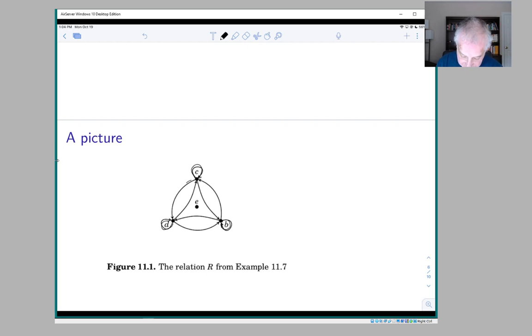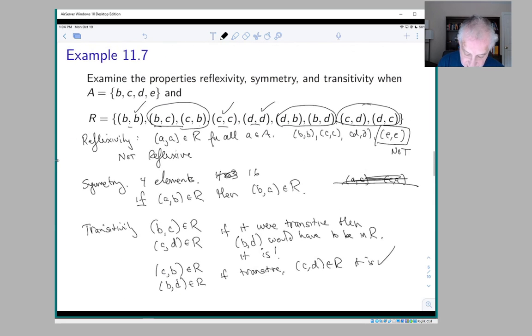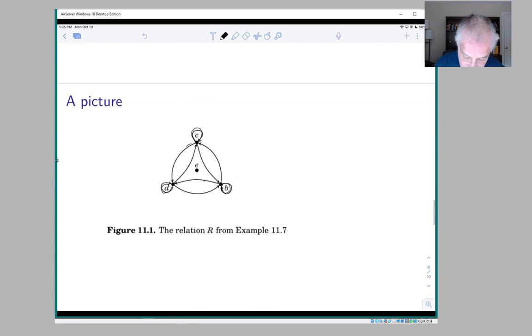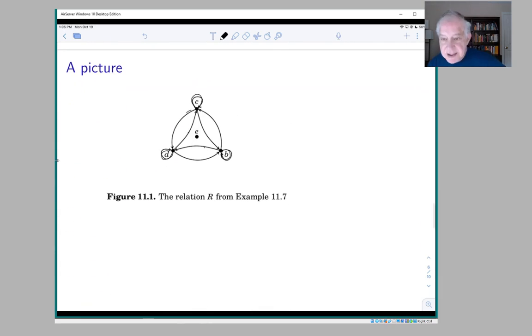So how many edges do we have altogether? 1, 2, 3, 4, 5, 6, 7, 8, 9 edges. And if we go back to the thing, here we have 1, 2, 3, 4, 5, 6, 7, 8, 9. So every ordered pair is represented by an edge here. And can we see transitivity from this picture? Well, transitivity says what? It says if you can go from one point to another, like for instance X to Y, and then from Y to Z, then you have to be able to go directly from X to Z.